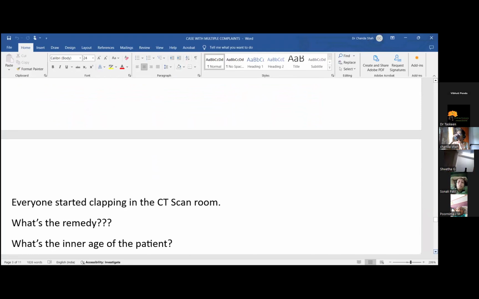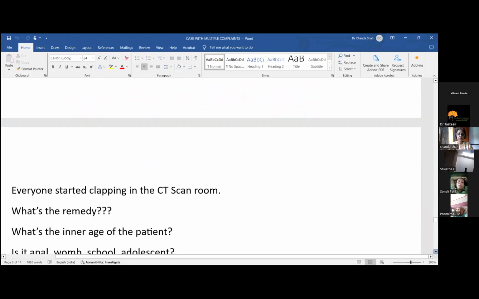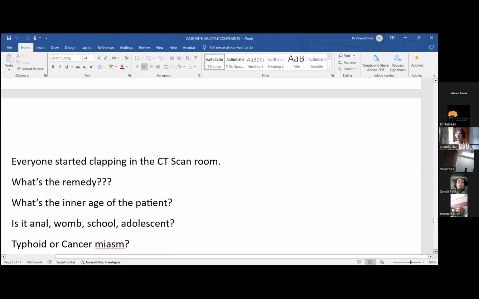So now, what's the remedy? I have told you it is from subclass 2. Now we have to find the remedy by the inner age of the patient. So what is the inner age? Is it anal? Because he wants to be in control all the time. He wants to do everything. Is it womb? Because he wants love, care, little pampering from his wife. Or is it school? Because he's talking only about his work. He's very hardworking, wants to tap the global market, whatever.